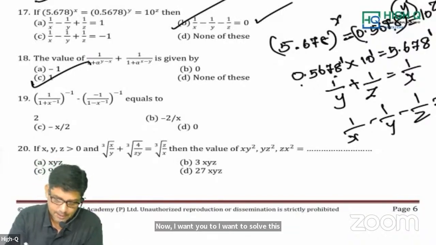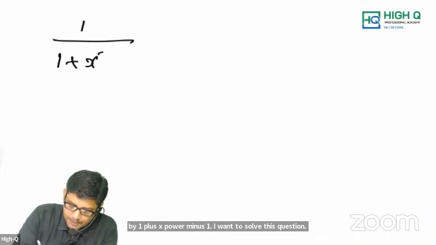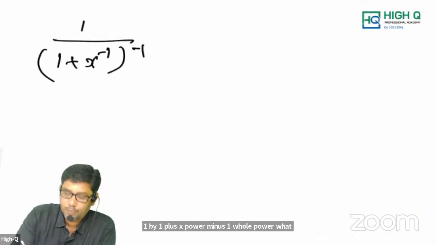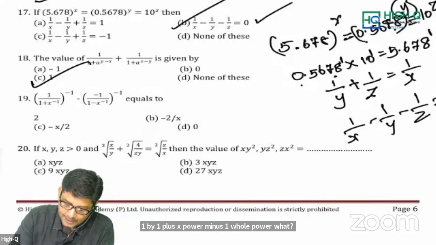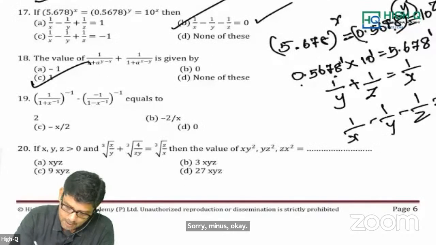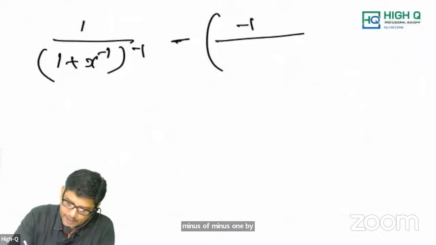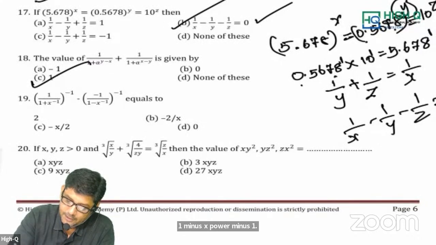Now, I want to solve this question. All of you listen to this. 1 by (1 plus x power minus 1) whole power minus 1, plus 1 by, sorry, minus of minus 1 by (1 minus x power minus 1) whole power minus 1. Am I right?